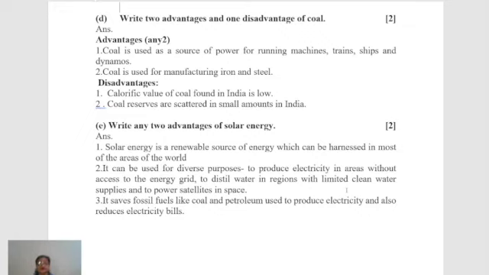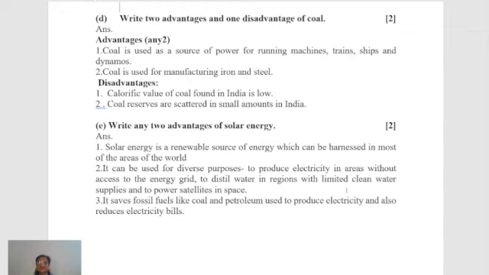Write any 2 advantages now of solar energy. So in this you will say that solar energy is a renewable source of energy, as we have studied. Renewable sources of energy are unlimited in quantity. It can be harnessed in most areas of the world, leaving out the extreme northern and southern parts of the earth, the north polar region and south polar region. Except for that, the maximum part of the world can be used to harness solar energy.